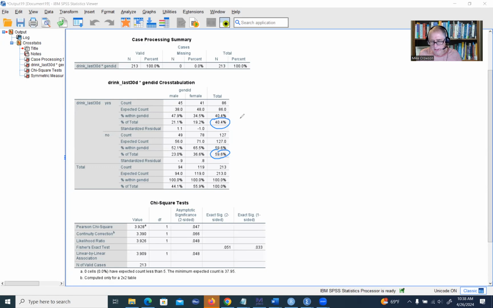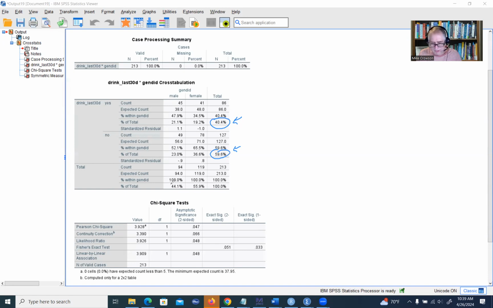So you could say, well, assuming that we've drawn our sample at random from the population, our expectation would be that 40.4% of the sample would say yes, 59.6% would say no. Or you could say that an average person drawn at random from the population would have a 40.4% chance of saying yes and a 59.6% chance of saying no.